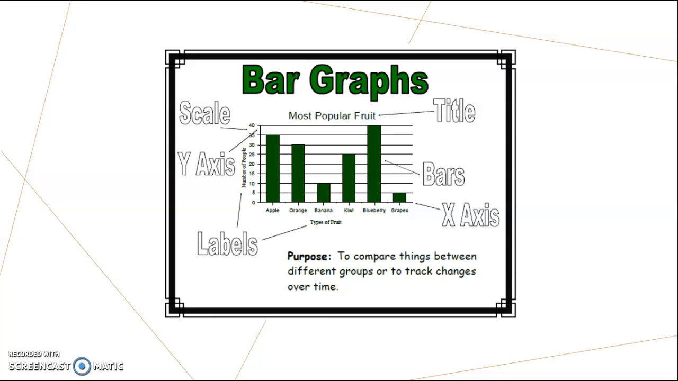In the bar graphs, we always have a title. And we always have our y-axis and our x-axis. We also have labels that tell us what we are looking for in our y-axis and what we are looking for in our x-axis. So here, for example, our y-axis is telling us the number of people, while our x is telling us the type of fruits.